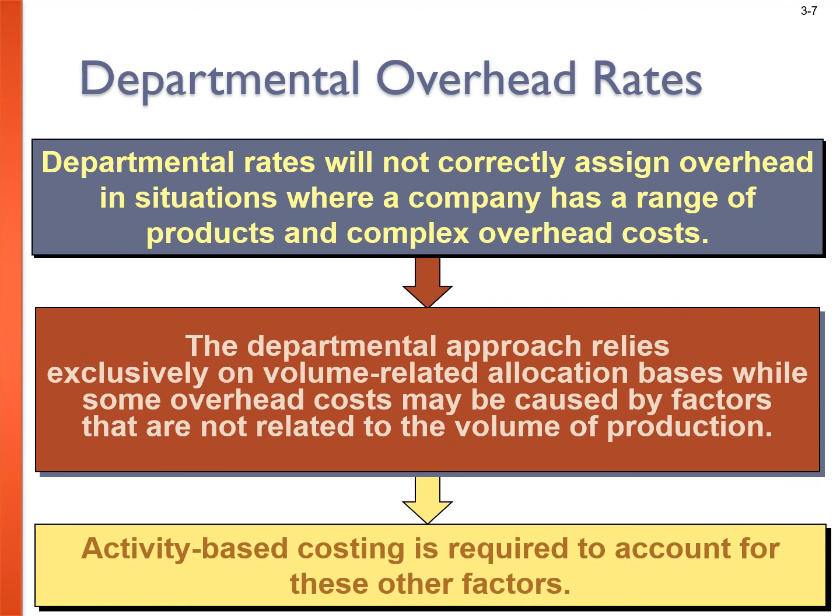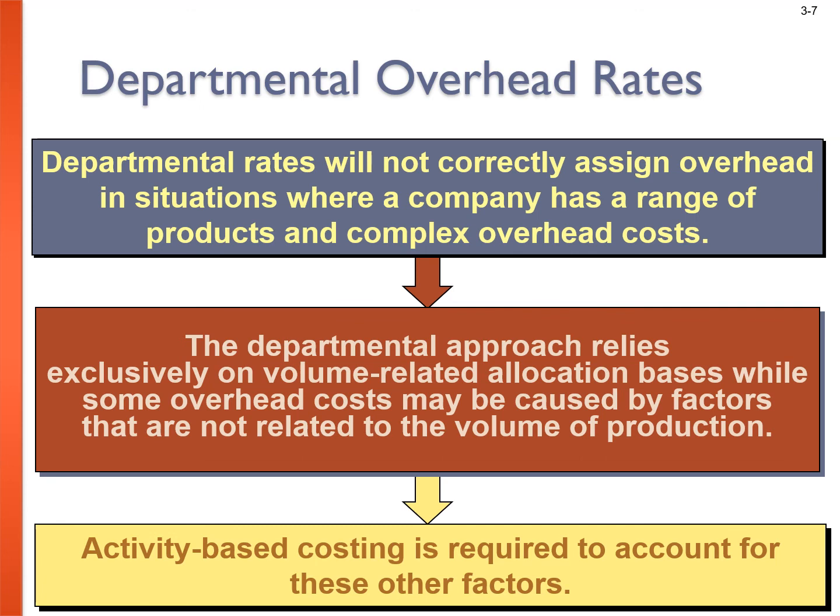Departmental rates will not correctly assign overhead in situations where a company has a range of products and complex overhead costs. So if you have one product, well, great, use that. But what if you have many different kinds of products and they don't relate to one another? You know, you make a TV and exercise equipment. The departmental approach relies exclusively on volume-related allocation bases, while some overhead costs may be caused by factors that are not related to the amount produced. Activity-based costing is required to account for these other factors.